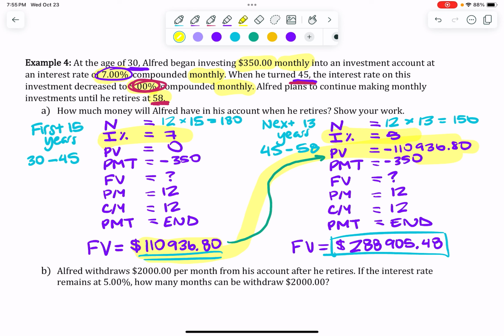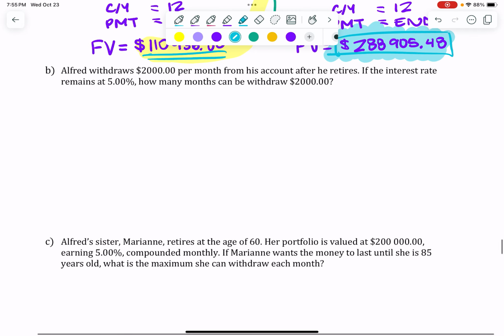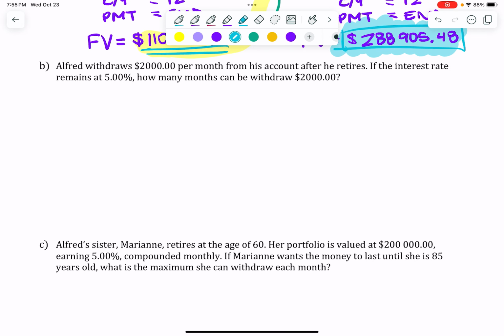Okay, this question doesn't end. So Alfred, right now, at the end of this question, Alfred is 58 years old. This is how much money he has. He is retired. Remember, he was making monthly payments until he retires. So after 58, he no longer is investing $350 every month. Let's see what he's doing. Alfred withdraws $2,000 per month from his account after he retires. So at age 58, he's retiring. He's now withdrawing $2,000 each month. The interest rate remains at 5%. How many months can he withdraw $2,000 for?